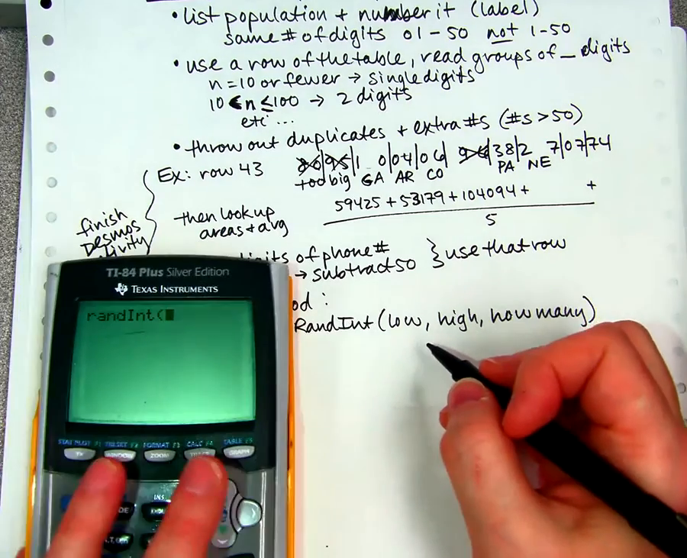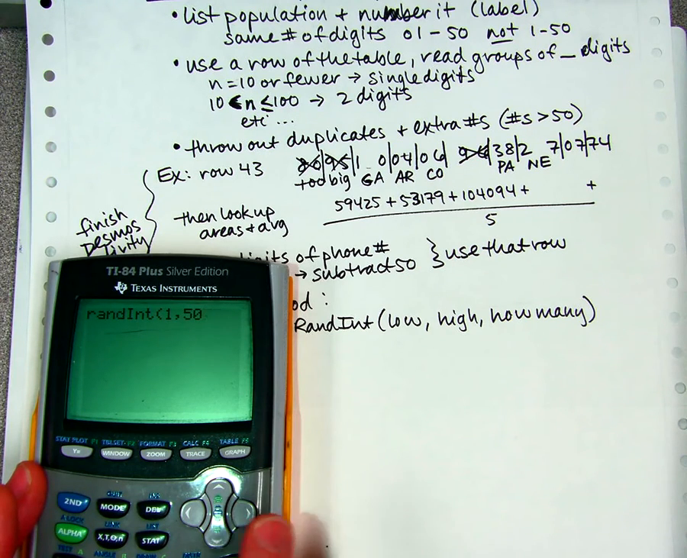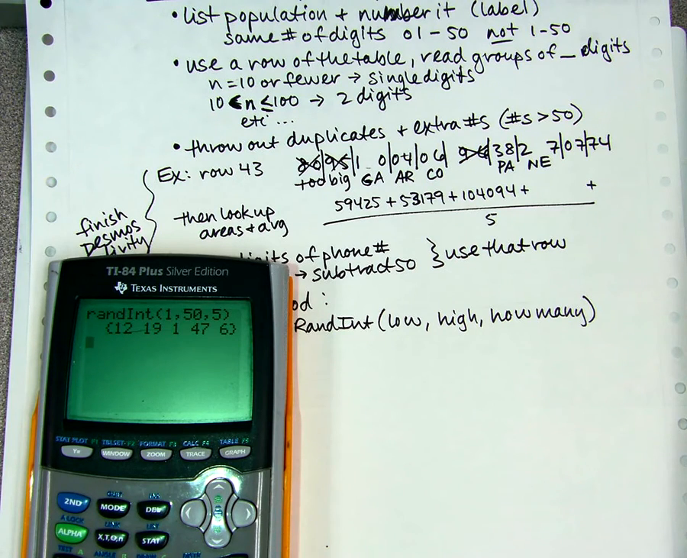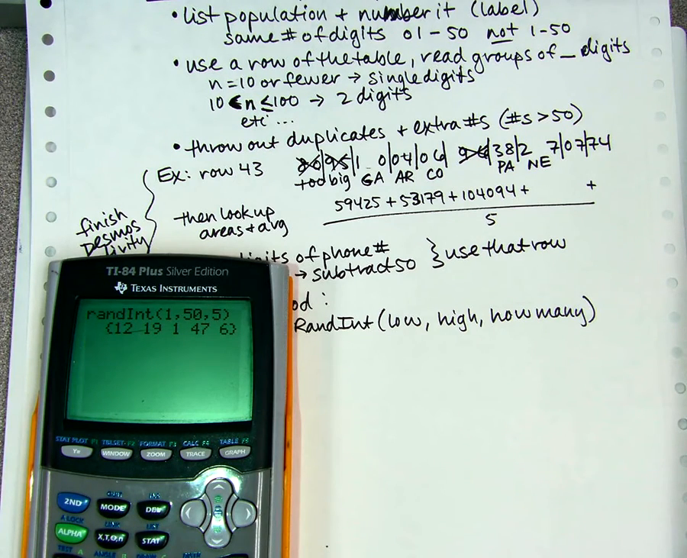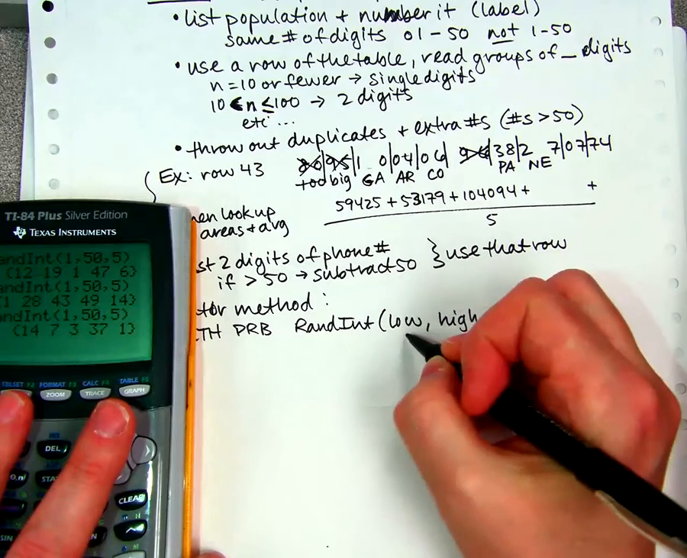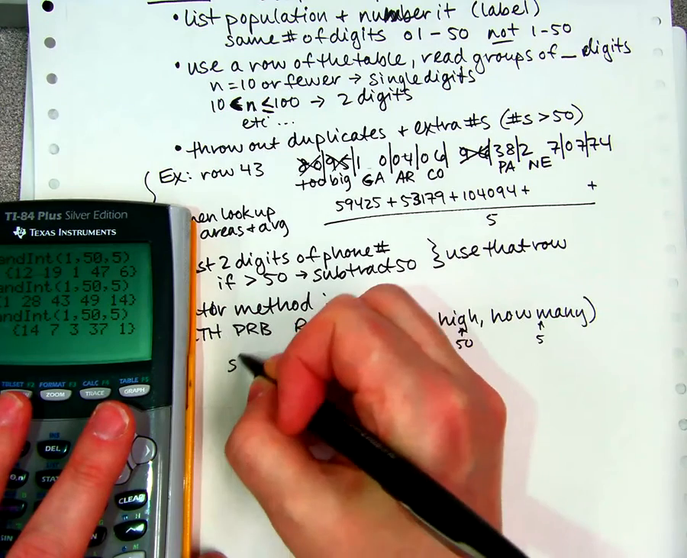So in this case, you could do this for the activity if you'd rather. The low number would be 1, because I'm not going 0 to 50, I'm going 1 to 50. The high number would be 50, and then I want 5 of them at a time. The only disadvantage of this is that sometimes it gives you duplicates. This one didn't. 12, 19, 1, 47, 6 happens to be a set of states that I could use. If I hit it again, one of these times I'm going to end up with a duplicate, and I would just throw that out. So that's a quick way to do it. Go from 1 to 50, 5 at a time. Still need to throw out duplicates.